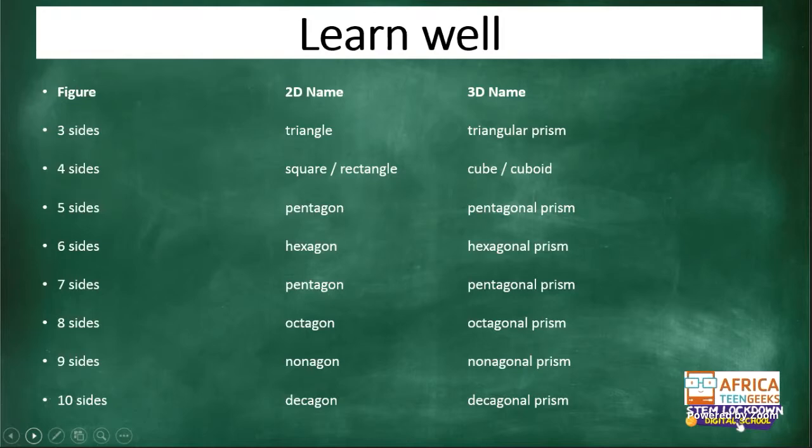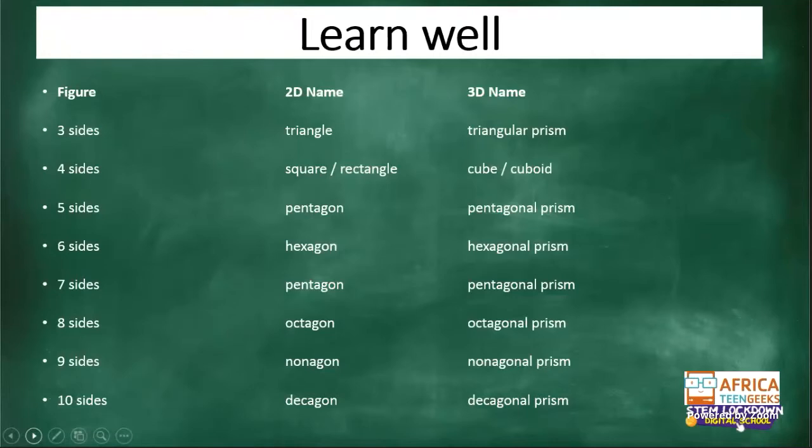So a figure has 3 sides, and that is a triangle, and a 3D name would be a triangular prism. So 4 sides, it is either a square or a rectangle. So the name for 3D would be a cube if it is square shaped. If it is a rectangle shape, it would be a cuboid, right? And those have 4 sides. And then if it has 5 sides, that is a pentagon 2D shape. And if it is a 3D, the name would be pentagonal prism.